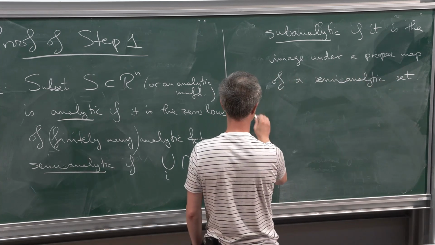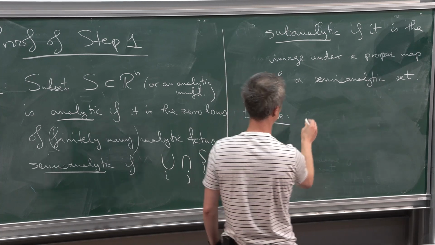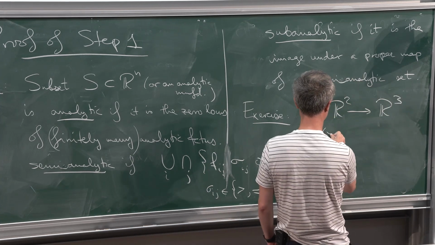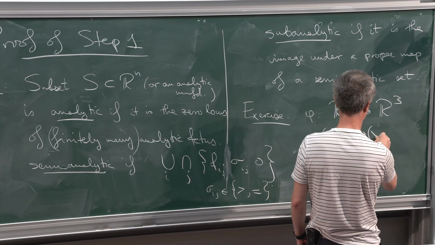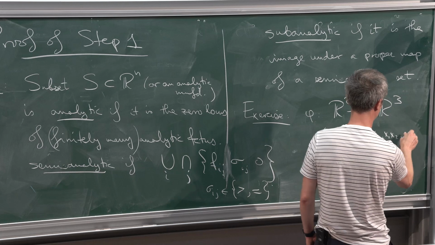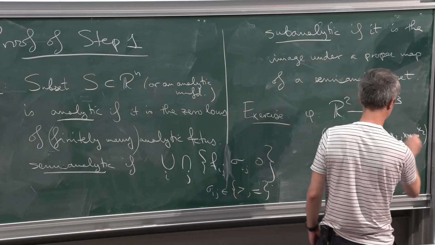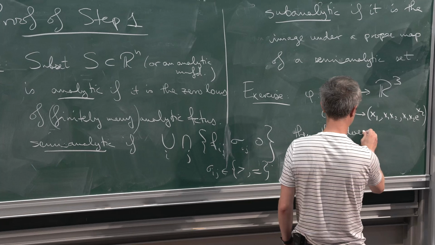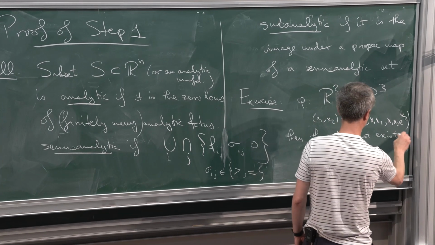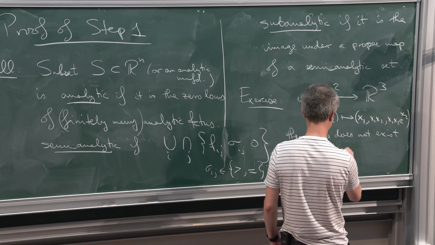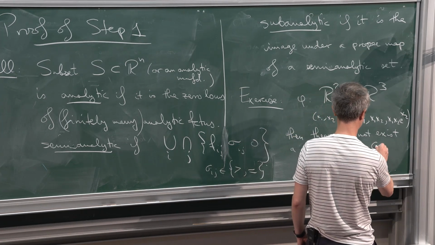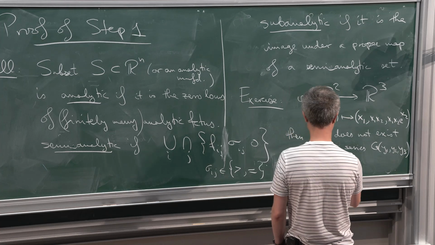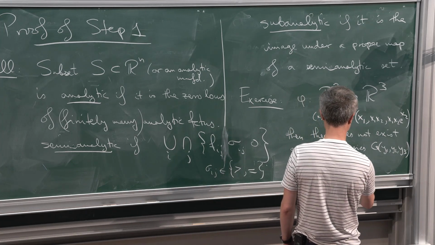So there's a nice exercise that I encourage you to do. If I take the following function phi from R^2 to R^3, (x1, x2) goes to (x1, x1 x2, x1 x2 e^{x2}), then there does not exist a formal series G of y1, y2, y3 such that G composed with phi is identically 0.